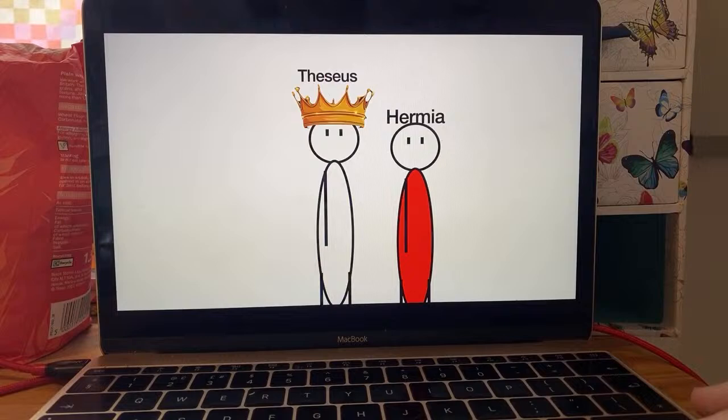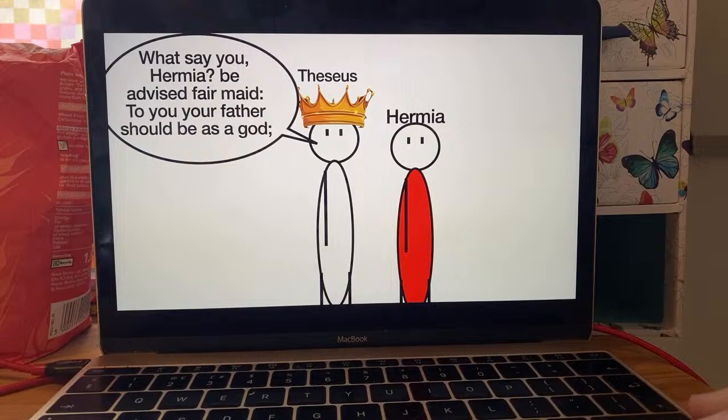Right, let's move on. So Theseus and Hermia have quite an interesting little moment now. Theseus asks for her opinion.